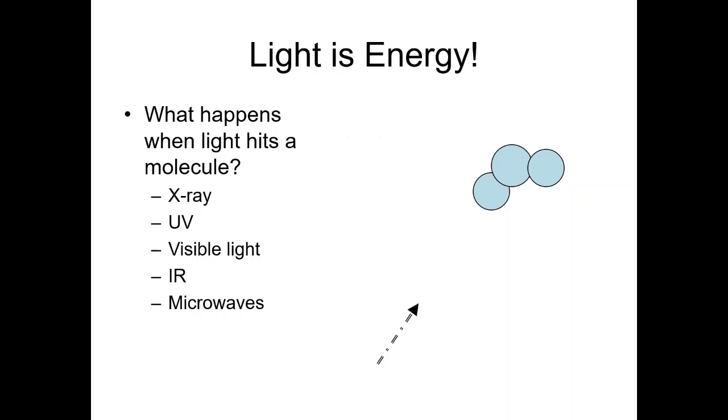So let's think about how light interacts with matter. So I have over here on the right a molecule that just has 3 atoms in it. And this arrow that's pointed at it is representative of light hitting this. So what happens when an X-ray hits this molecule? An X-ray or ultraviolet light can sometimes break apart the molecule. If the molecule remains together, what will happen is that an electron will be ejected from the molecule.